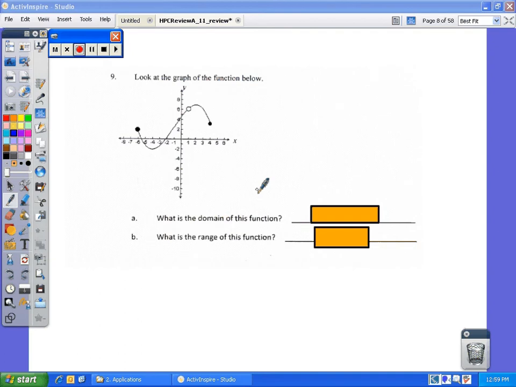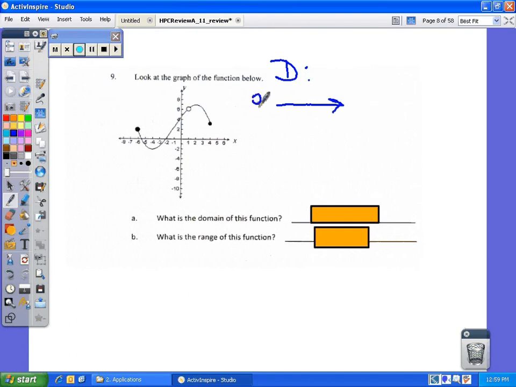All right, number 9, we're looking at a graph, and we're asked to identify its domain and its range. Now remember that domain are the x values, and domain will be the values as you look from the left side of your graph to your right. What x values are being used to make this graph?